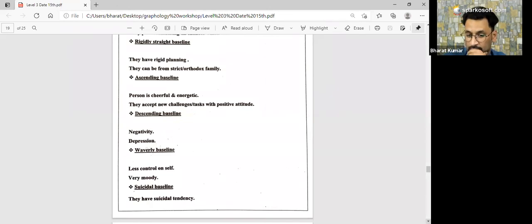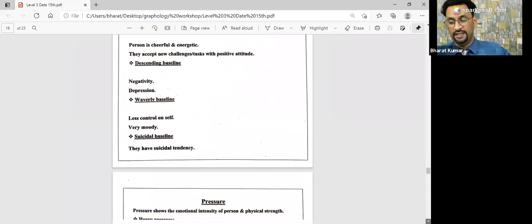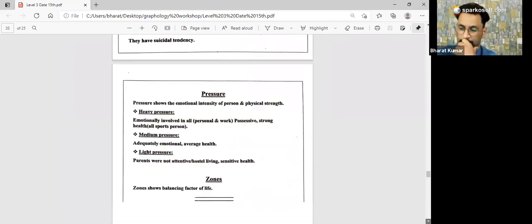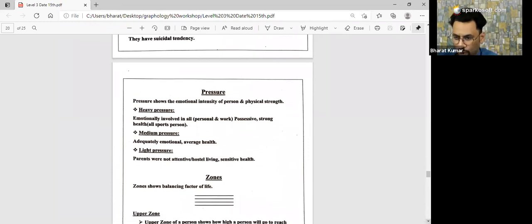Suicidal baseline. What is this suicidal baseline? There will be fluctuation, unnecessarily up and down, and a descending line. Unnecessarily up and downs with a descending line. This is known as suicidal baseline. Pressure. I will show you examples of pressure also.